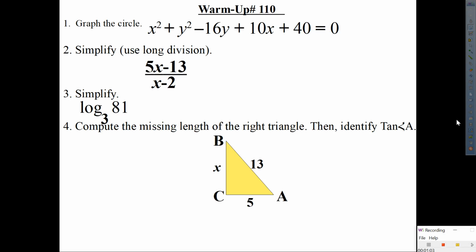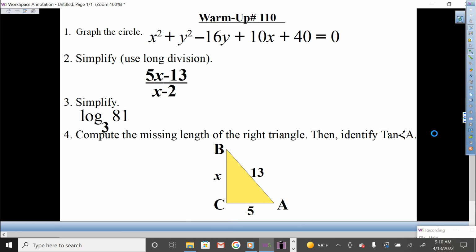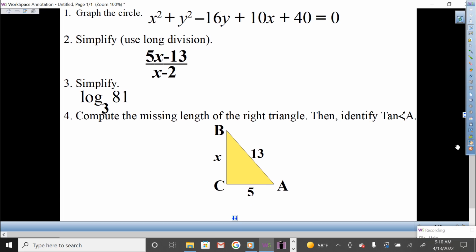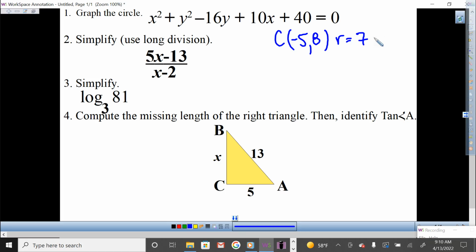All right, so let's get this show on the road. Number 1. What did you get for number 1? Megan. Help her out. Caesar, center and radius of number 1. Negative 5, 8. And the radius? 7. Hands up if you got that. That is correct. Negative 5, 8.